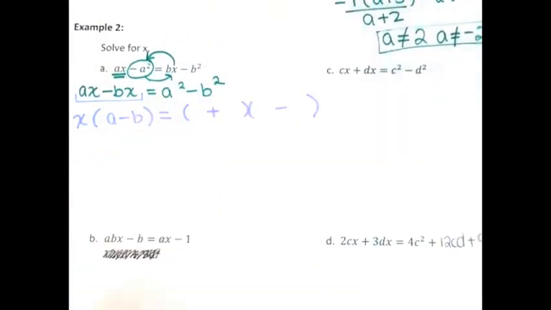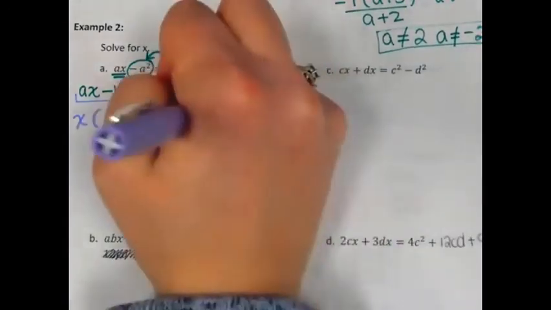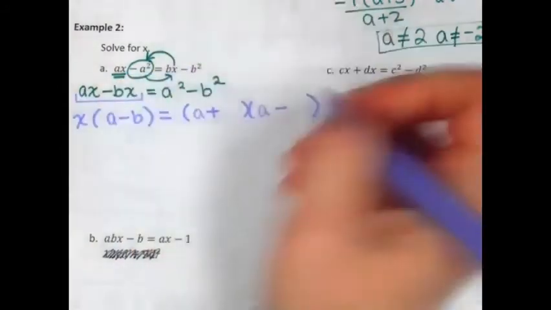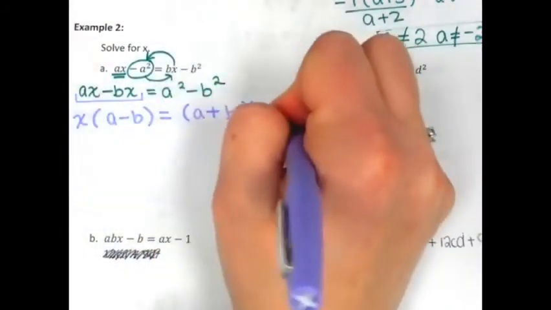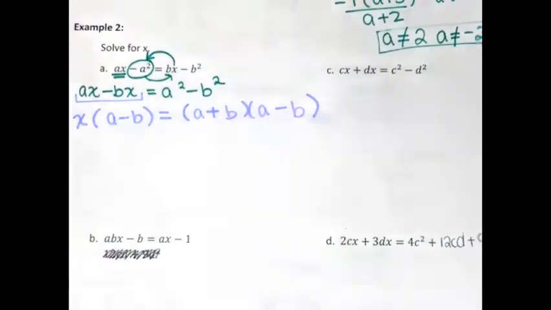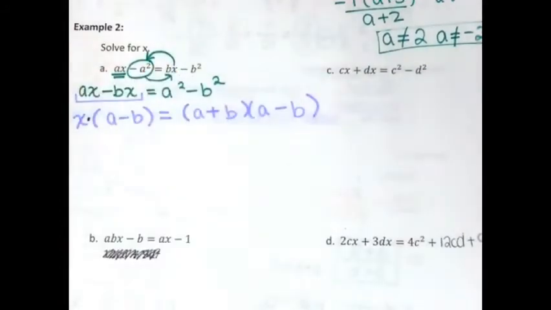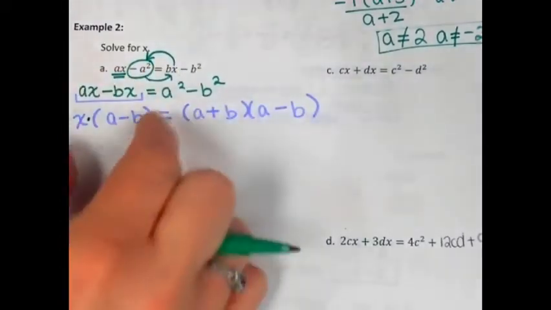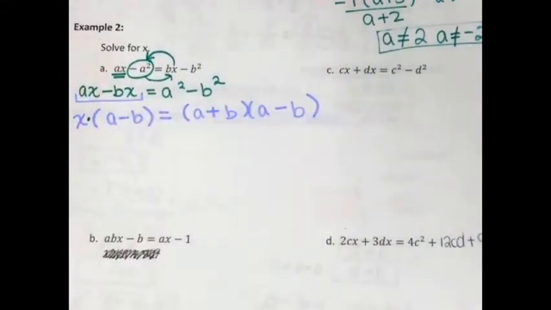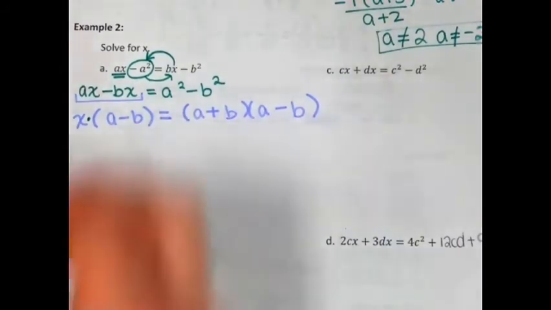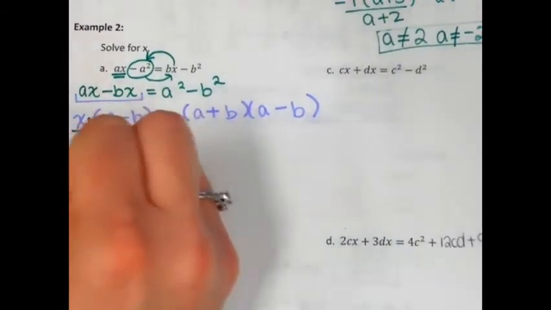What's the square root of a squared? A. And what's the square root of b squared? B. Are you guys okay with that so far? Now, we need to solve for x. Okay. This says x times a minus b, right? So do you remember how we get this a minus b to the other side? Divide it, yeah. A minus b.